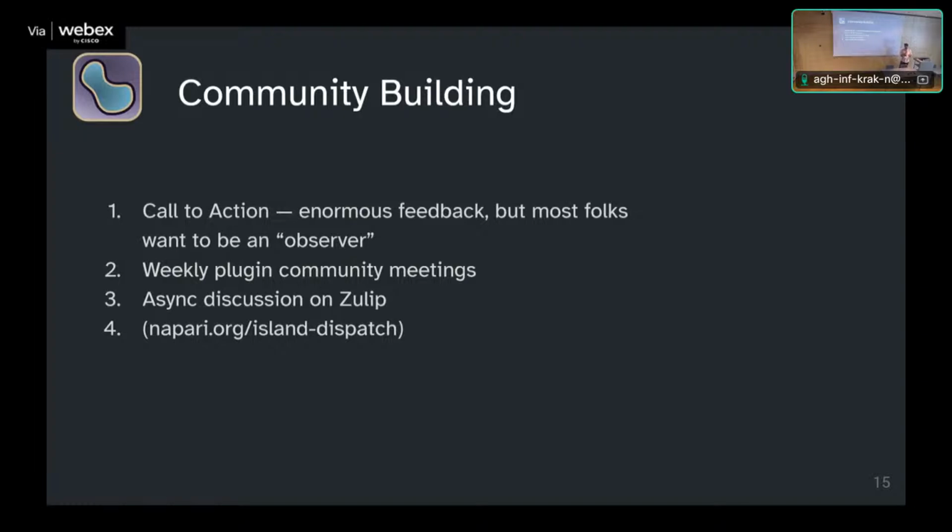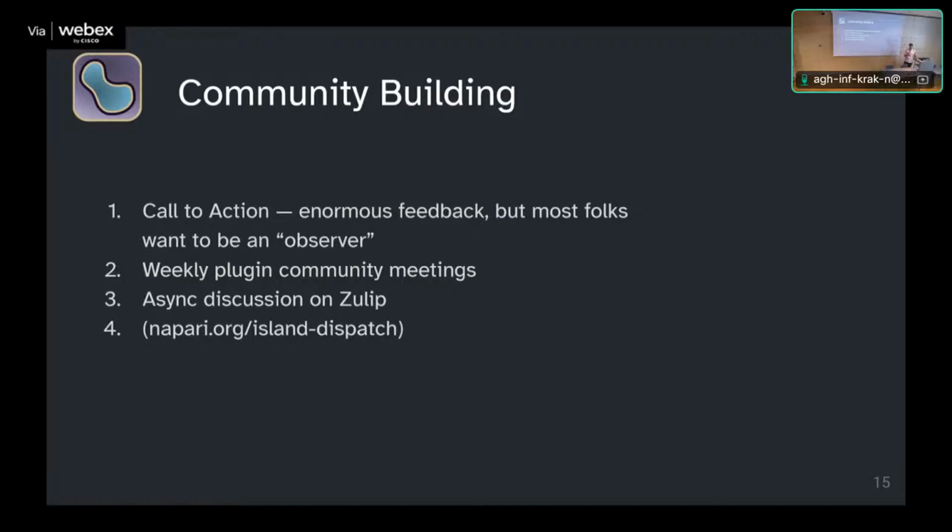People were very interested in this work happening, but most people wanted to be an observer, which tells me two things. This is something that's really important to people, but it's also something that people often don't have time for. And so we really need to balance both of those pieces as we go forward. But enough people did decide that they wanted to participate that we started to have weekly plugin community meetings, where for an hour we would meet with different people, and it was great.